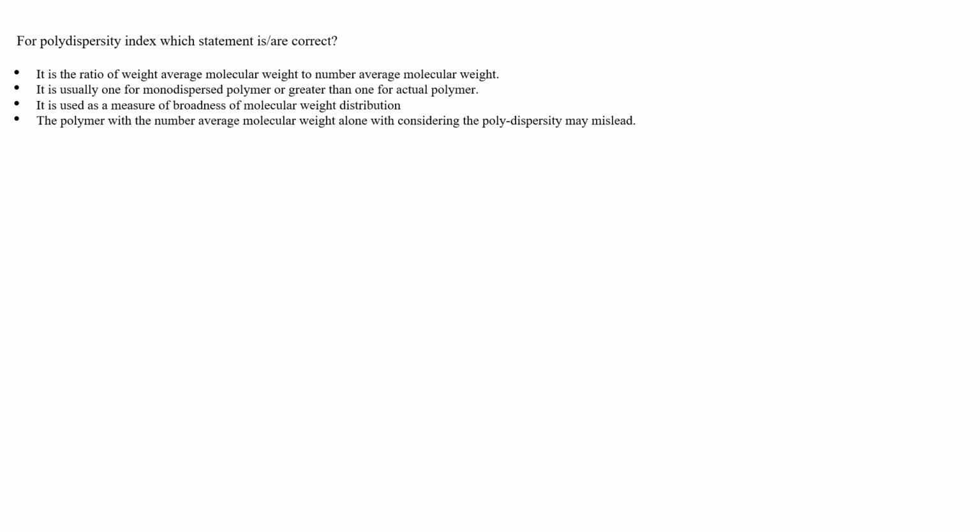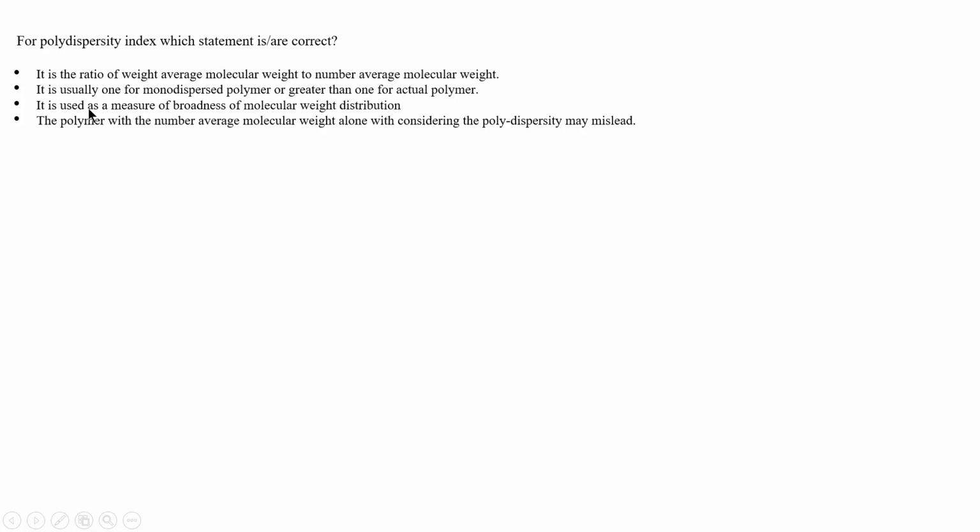That is, the weight average and number average molecular weight will be equal, giving a ratio of 1. But that is not the case for actual polymers since it is impossible to achieve that kind of monodispersity. That's why it is usually 1 for monodisperse polymers and greater than 1 for actual polymers, since the weight average molecular weight of an actual polymer is always higher than the number average.